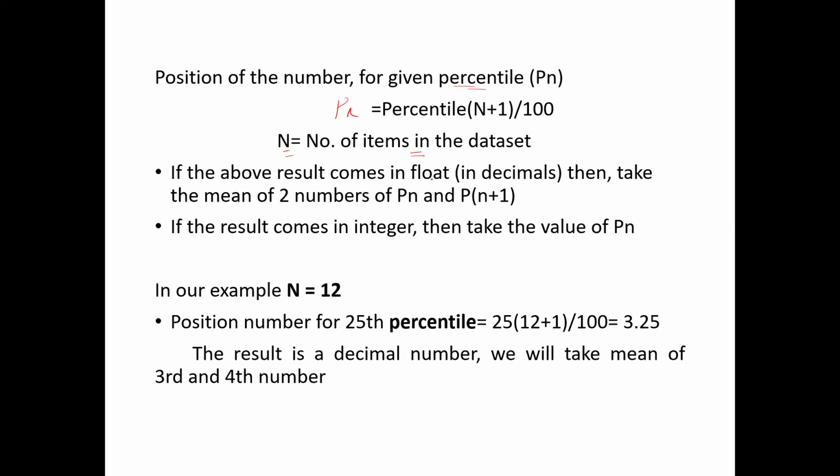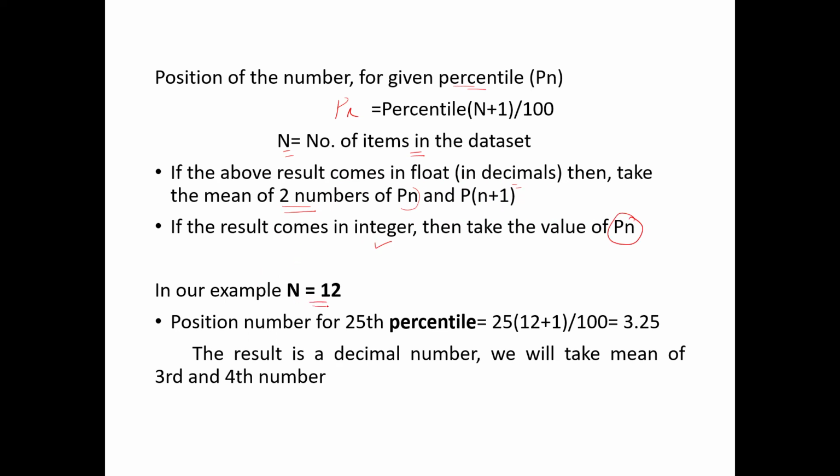And if the above result comes in float, in decimals, then we are going to take the mean of two numbers. That is P of n and the beside number, that is the following number, P of n plus 1. If the result comes in integer, then directly we are going to take the value of P of n. So let us represent this with our example.